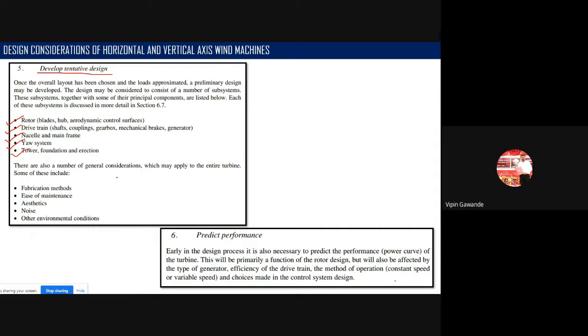There are also a number of general considerations, which include the fabrication method, ease of maintenance, aesthetics, noise, and other environmental conditions. Now, it is always better to predict the performance before manufacturing the design. Early prediction of the performance is very effective, as it will give us the efficiency of the turbine, which is calculated in terms of the power curve. That is a very important parameter.